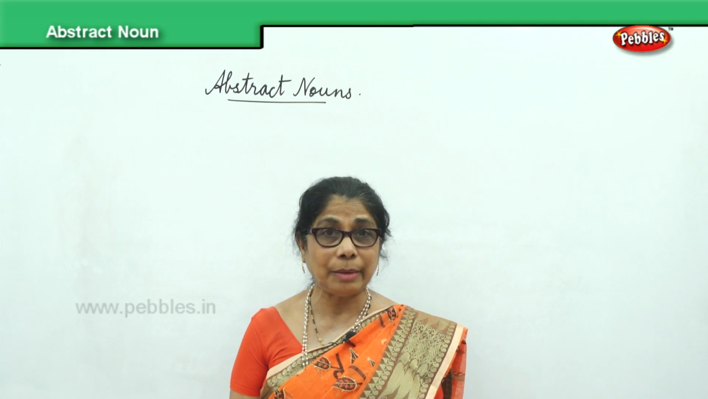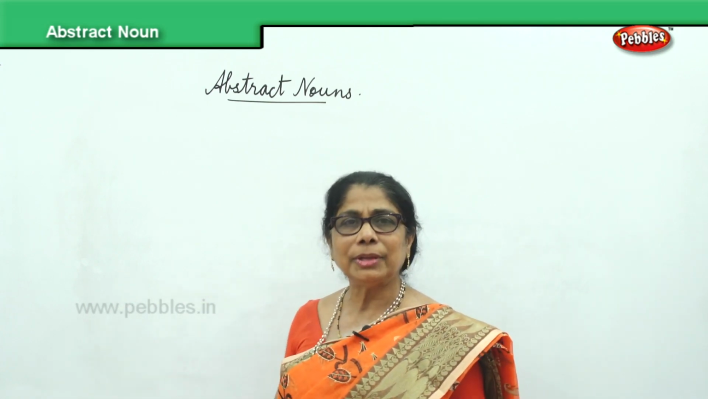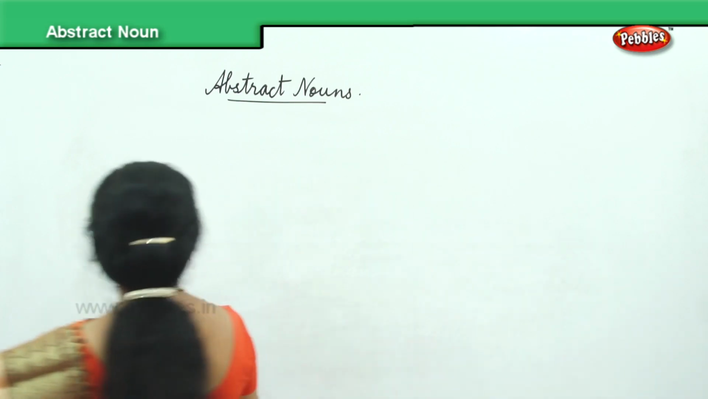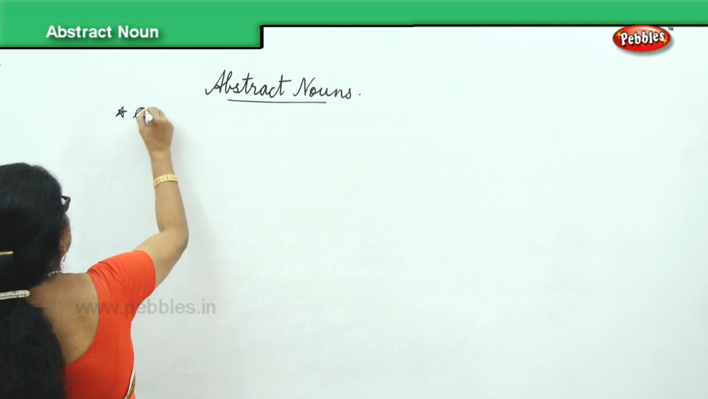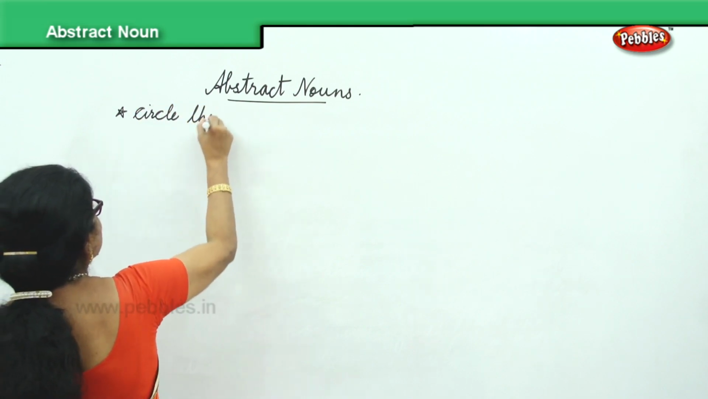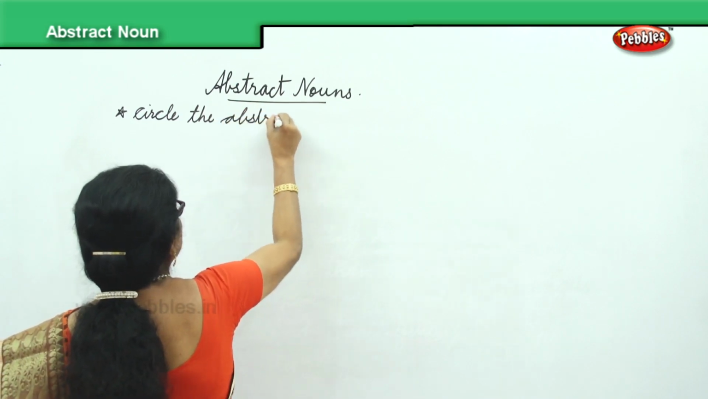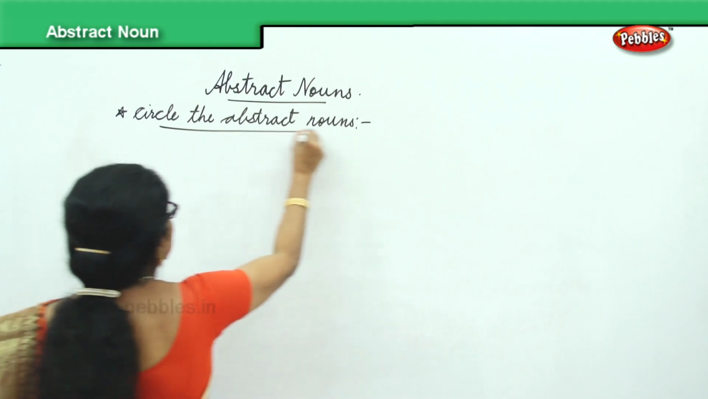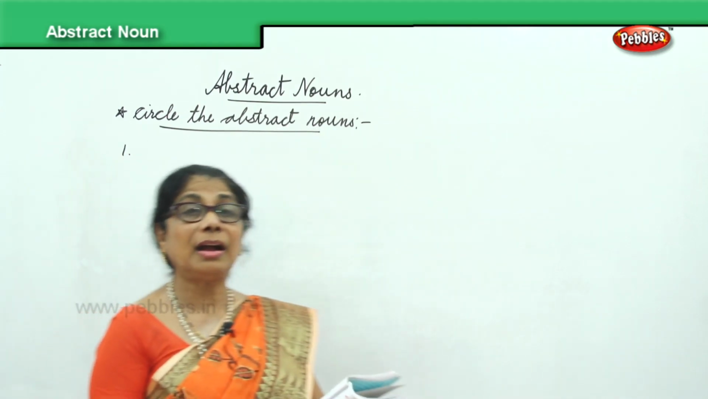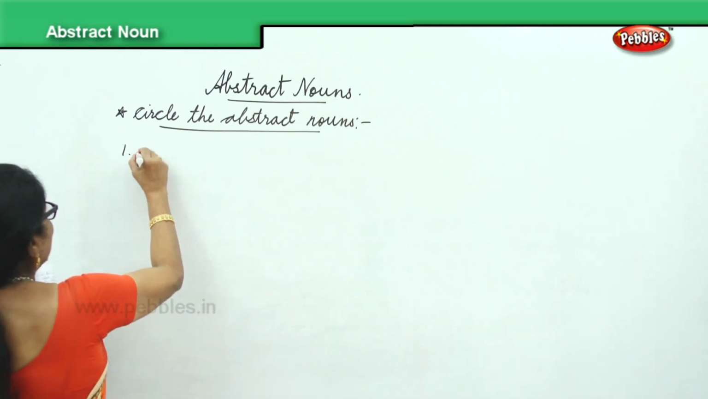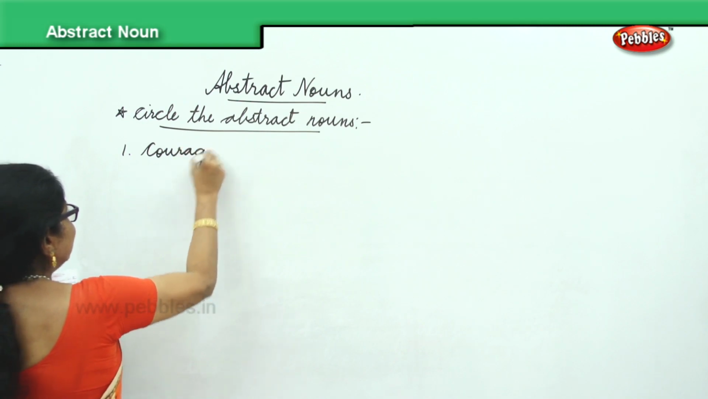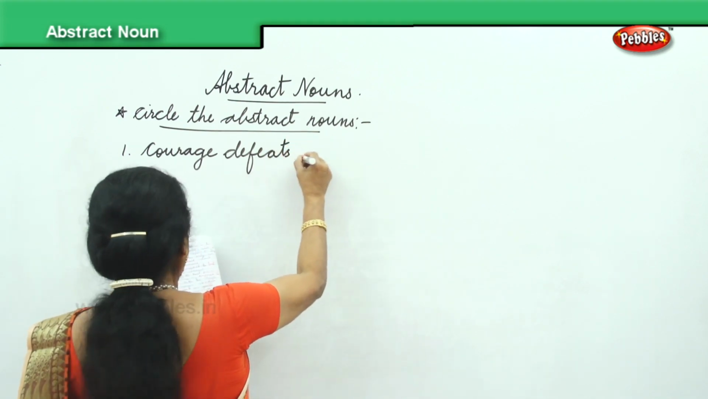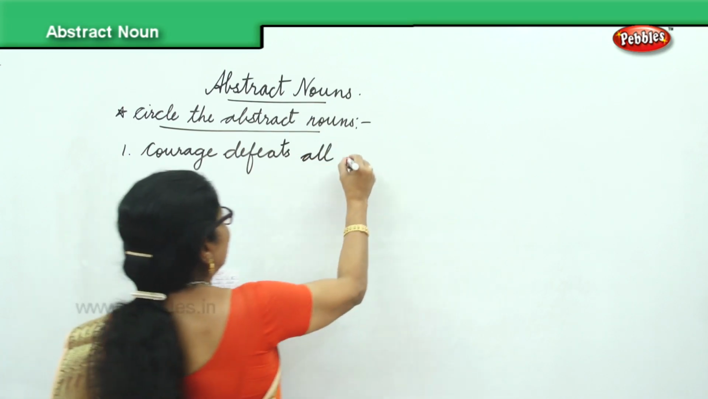To understand the abstract noun, we will do one small exercise. You will circle for me the abstract nouns in the sentences that I provide. Circle the abstract nouns. The first sentence I have here is, courage defeats all the fear. Courage defeats all fears.